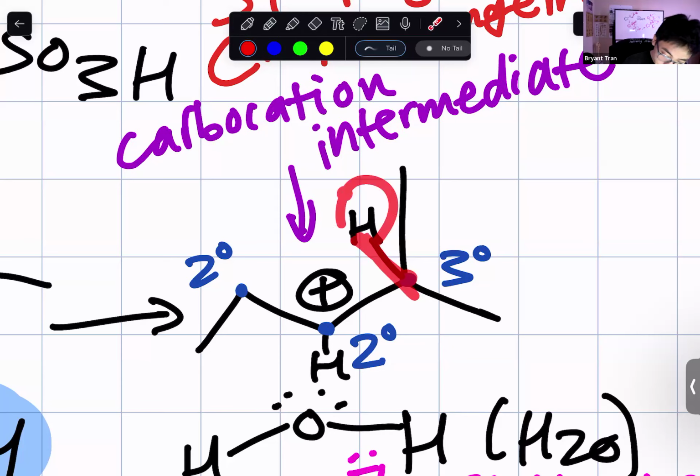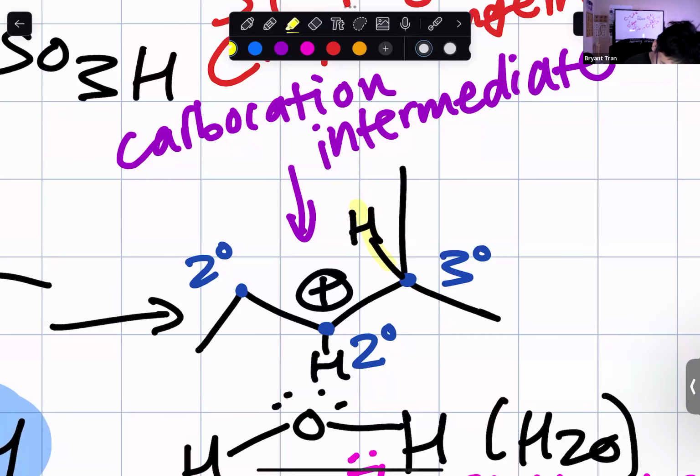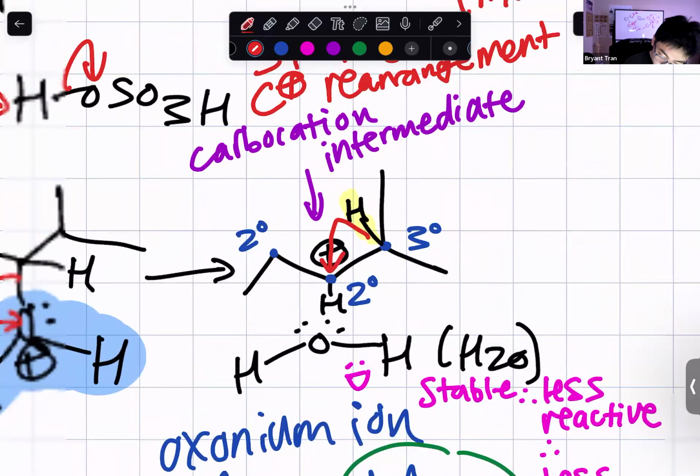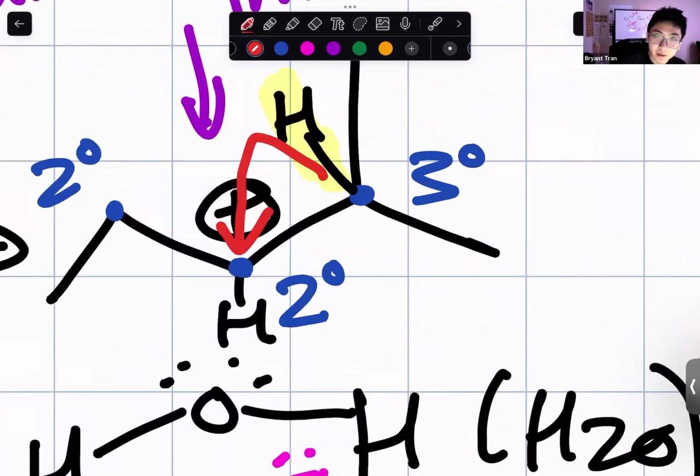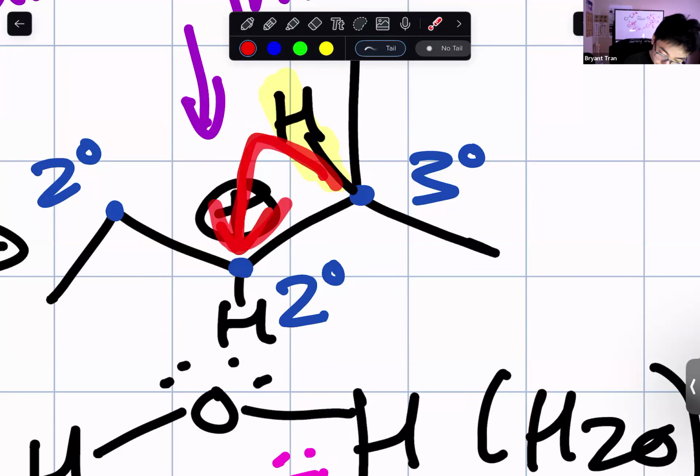This bond right here with that hydrogen, which I'm going to highlight in yellow like this, the hydrogen and the bond, is going to shift and go onto that carbon right there that has the carbocation. Because this carbon right here is missing a bond, and we're giving it a bond by doing this hydride shift right here.